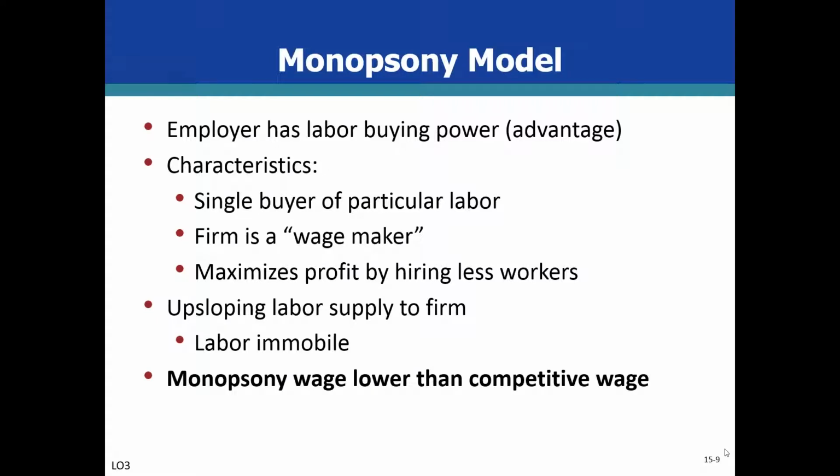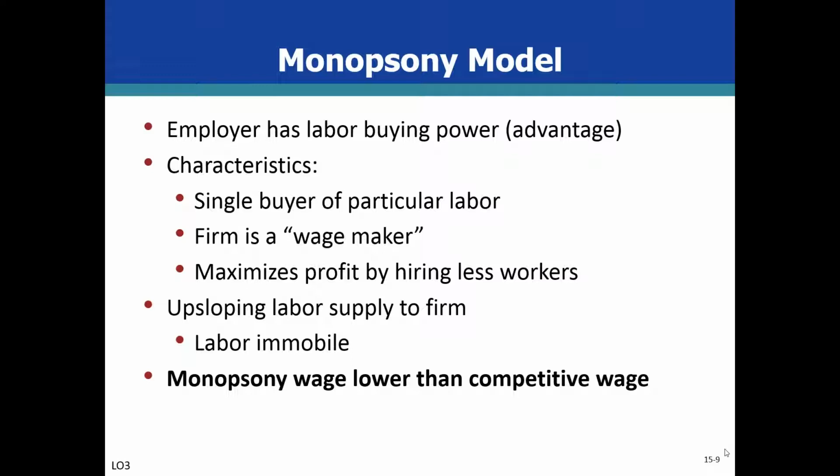We have just reviewed how a wage rate gets determined in a competitive market, the result of demand and supply. In the balance of this lecture, we will look at demand and supply situations in imperfectly competitive markets and how those imperfections change the wage rate. The first example is referred to as the monopsony model. In this model, the employer has significant labor buying power.